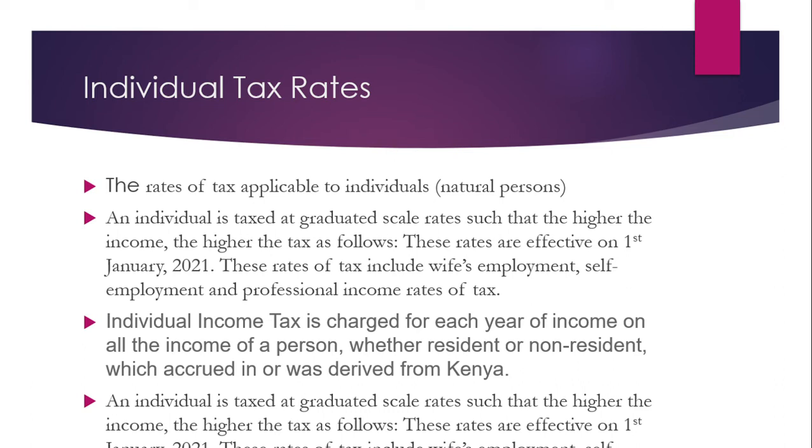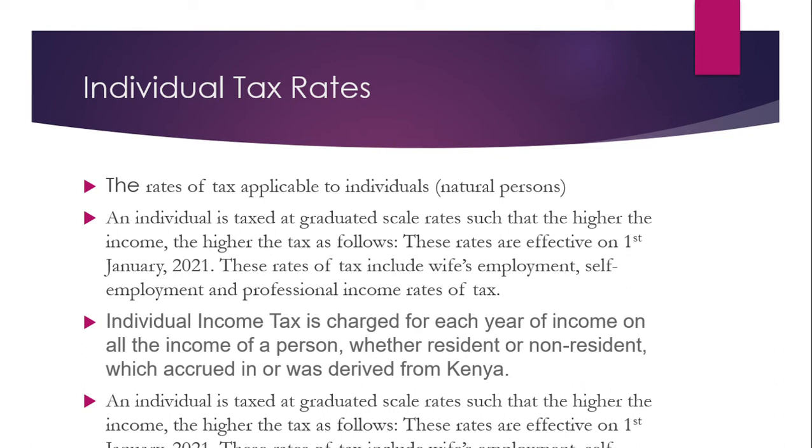So when you talk about the tax rate for an individual, we have a tax band or tax bracket. On the first one, when you are earning between 0 and 24,000, the tax rate is normally 10%. The next one is between 24,000 and 1 shilling and 32,000. You will be taxed 15% as a tax bracket.